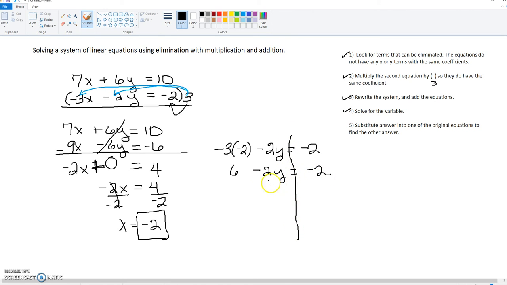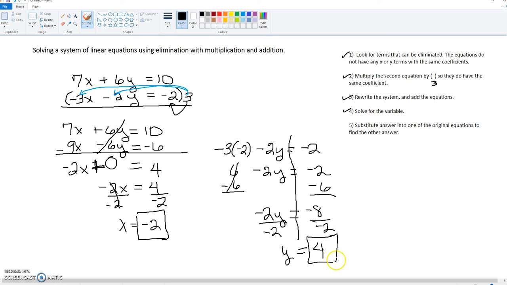For those of you who like drawing your line, we're solving for y, so we're going to subtract 6 on both sides. So now we've got negative 8 equals negative 2y. Divide by negative 2 on both sides. So y equals 4. And again, you would get the same answer if you substituted into the first equation. And you can only do that for the elimination method.